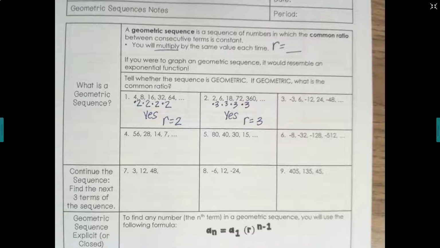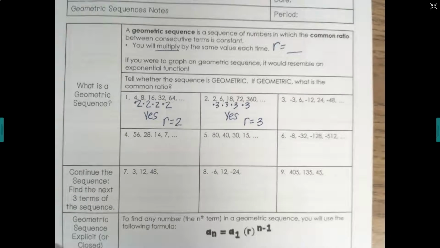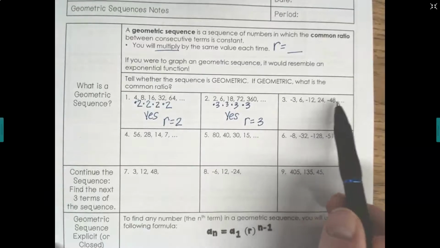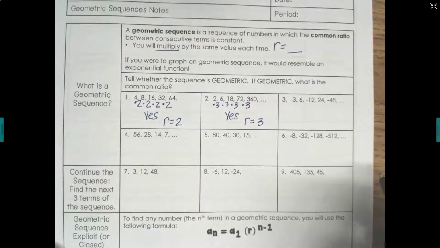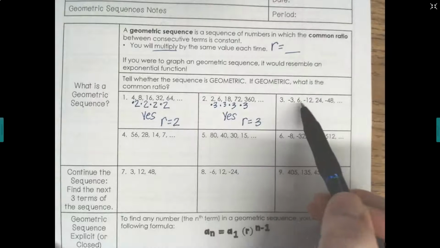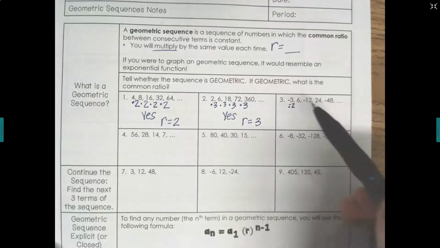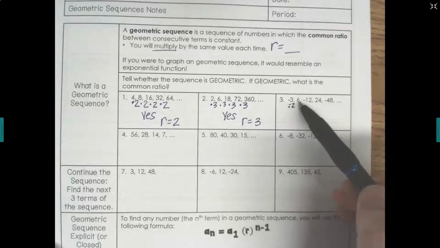All right, let's take a look at number 3. One thing you should notice right off the bat is that our signs are alternating: negative, positive, negative, positive, negative. So what we might be looking at here is a negative multiplier. If we want to get from negative 3 to a positive 6, multiplying by a negative 2 would work. Negative 3 times negative 2 is positive 6.